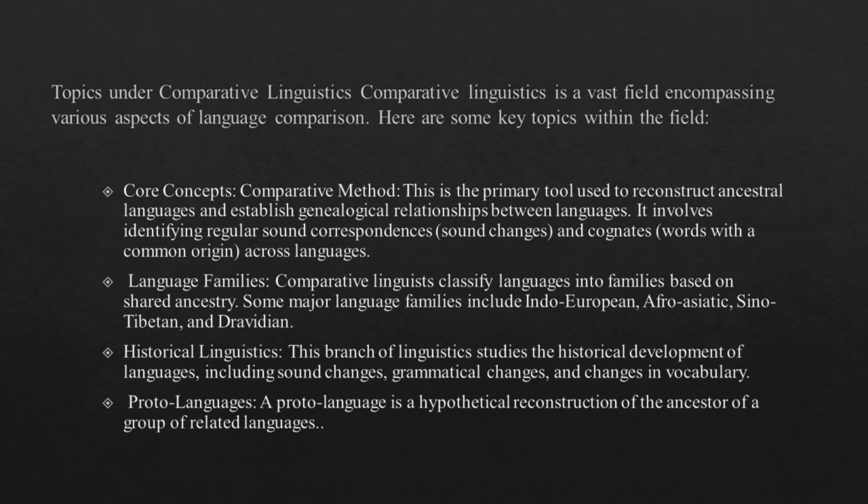Core concepts. This is a primary tool used to reconstruct ancestral languages and establish genealogical relationships between languages. It involves identifying regular sound correspondences and cognates across languages. Language families. Comparative linguistics classifies languages into families based on shared ancestry. Some major language families include Indo-European, Afro-Asiatic, Sino-Tibetan, and Dravidian.